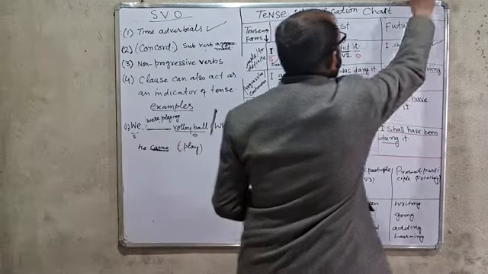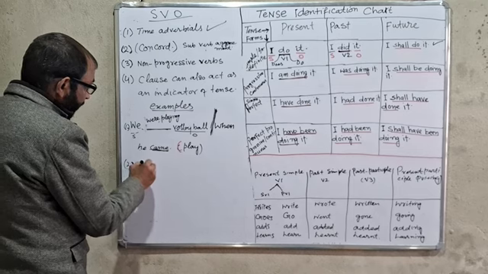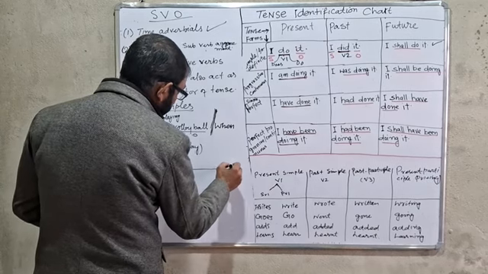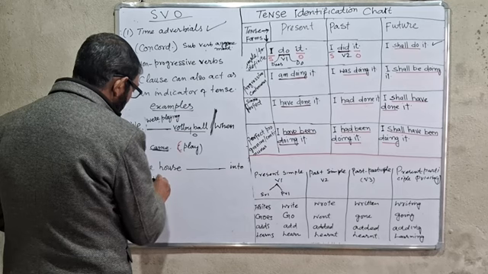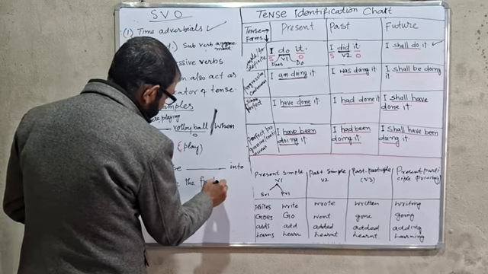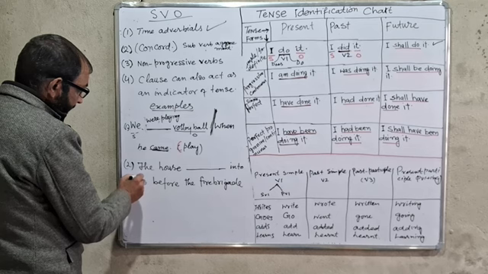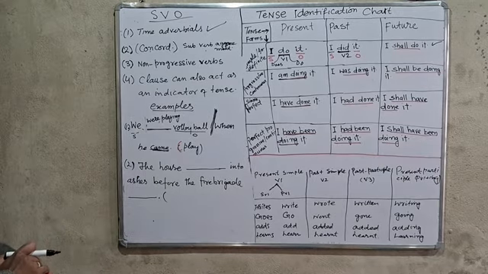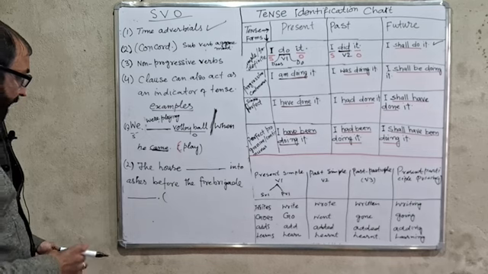Second example. The house dash into ashes before the fire brigade dash. Here you have to use two verbs instead of one. First one, blank space here: the house dash into ashes. Number second: before the fire brigade dash.